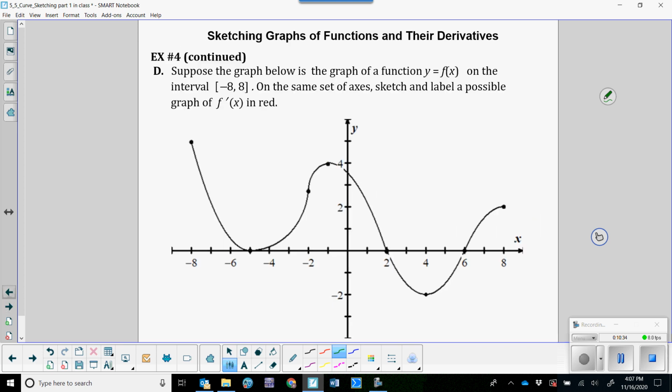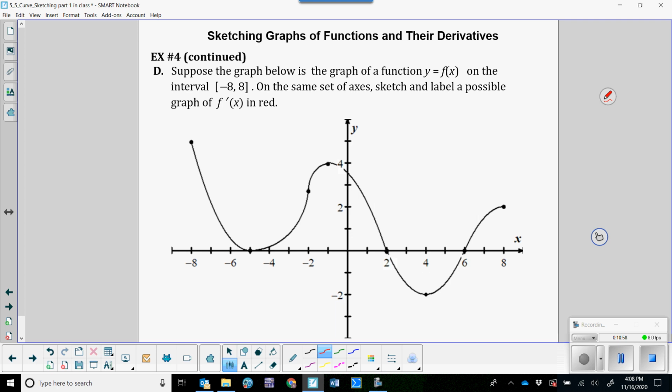Okay, so we're going to skip that on accident. So we're going to do part D. So now we're saying, suppose this graph of this function is f of x. We want to sketch f prime in red, a possible graph of f prime. So again, we look at this graph as f of x, okay?